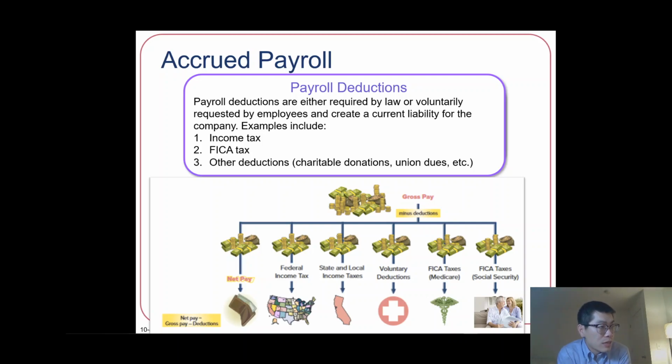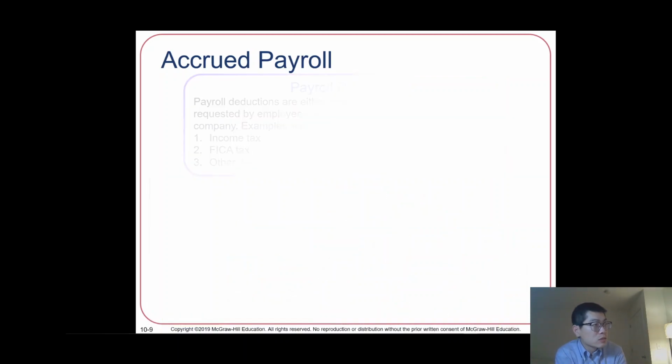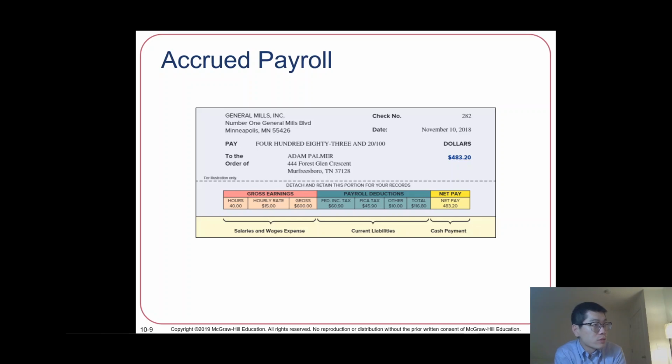Besides that, the company itself has to pay some payroll taxes as well. But before that, let's look at the payroll deduction example. Here you see the pay stub, and you have this check on the top. Now most of us are doing direct deposit, but the first payment is always going to be a check.